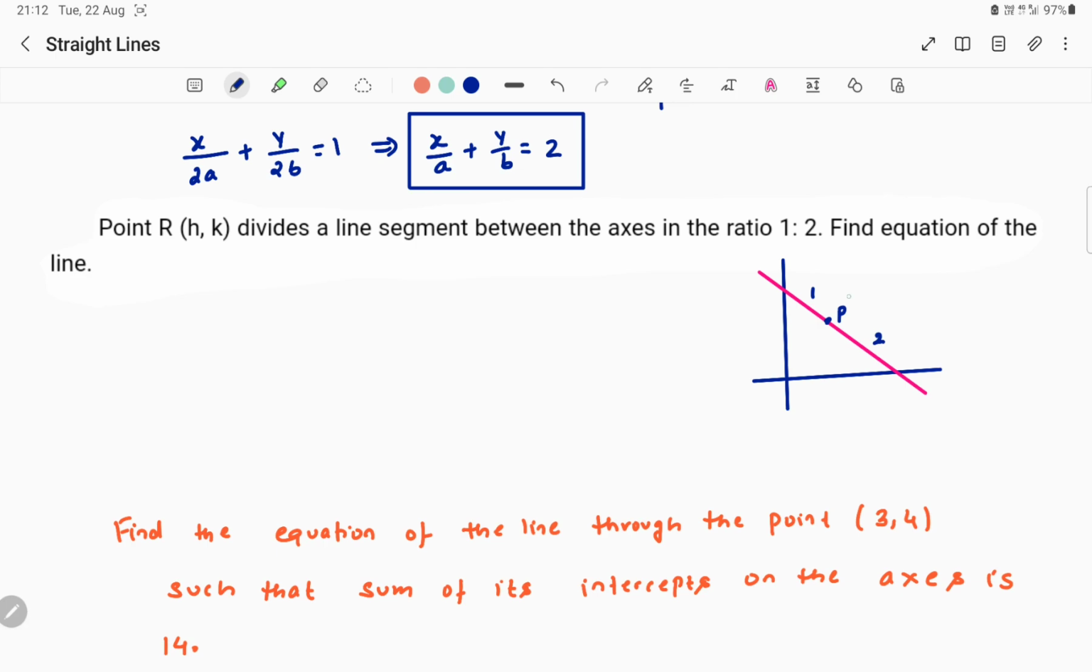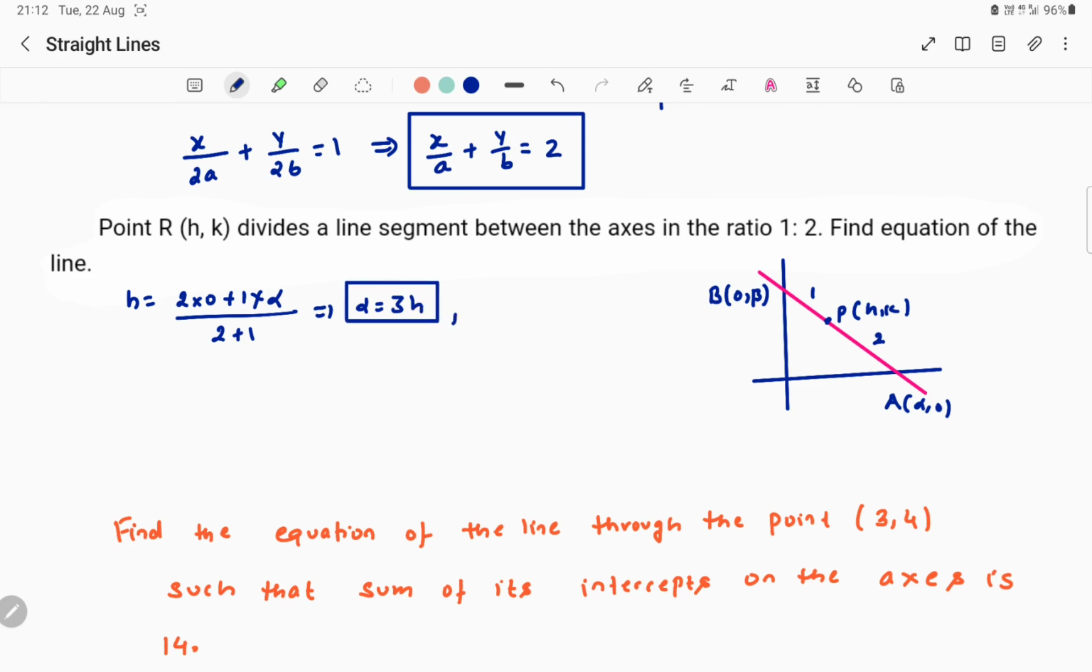Okay, so P is given as (h, k). Again, assume that A is alpha comma 0, and B is 0 comma beta. Now we can't apply the midpoint formula, so what we'll be applying is the section formula. So what can we write? We can write h is equal to (2 into 0 plus 1 into alpha) by (2 plus 1). So this implies alpha is equal to 3h.